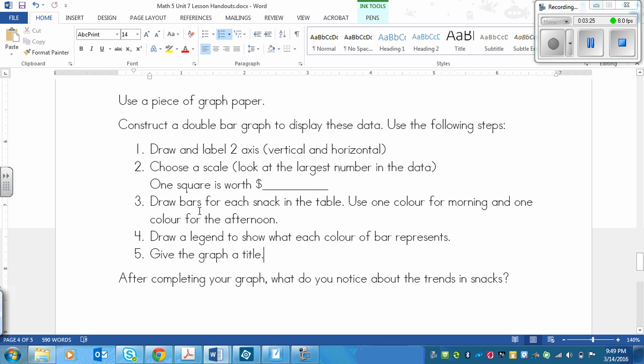Next, you're going to draw bars for each snack in the table. Use one color for morning and one color for afternoon. Please use pencil crayon or crayon for your notebook because those pages are quite thin and your marker will go right through. We won't be able to read the other side. Okay, next up, we need to draw a legend to show what each color of bar represents. So that basically consists of drawing a little box, coloring it in for the color you chose for morning, and then writing morning beside it. Okay, and lastly, you have to give the graph a title, appropriate to what the data is being displayed.